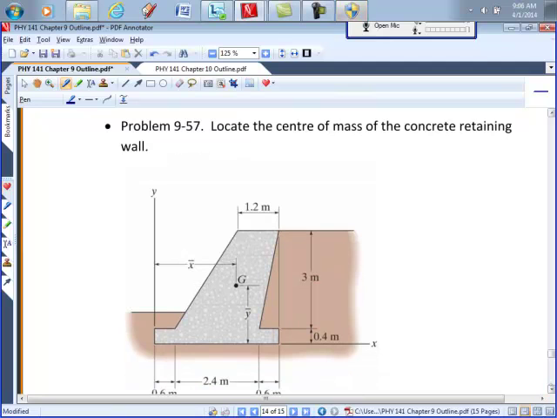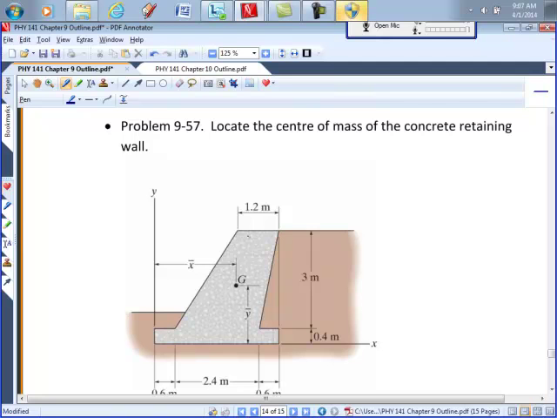So locate the center of mass of the concrete retaining wall. They've given us the axes. Are there any axes of symmetry that we can put on here? Well, it's not symmetric horizontally, because it's skewed to the right. And it's not symmetric vertically because it's a lot fatter at the bottom than it is at the top. So this time we're going to have to calculate both x bar and y bar.